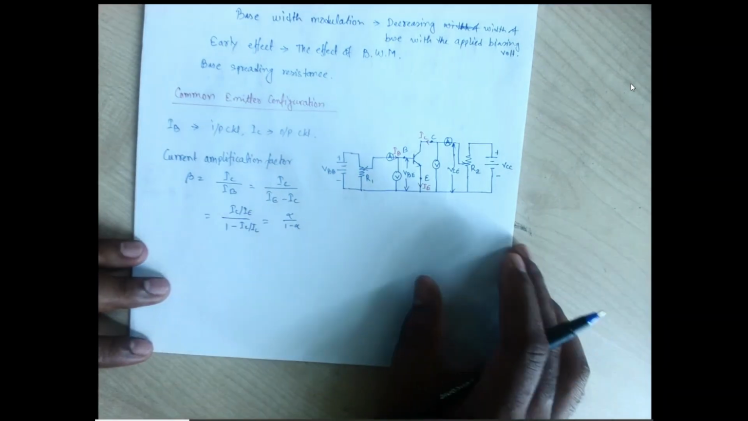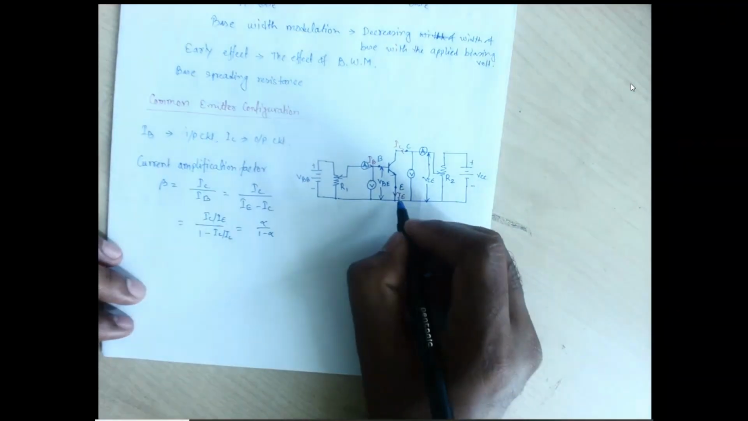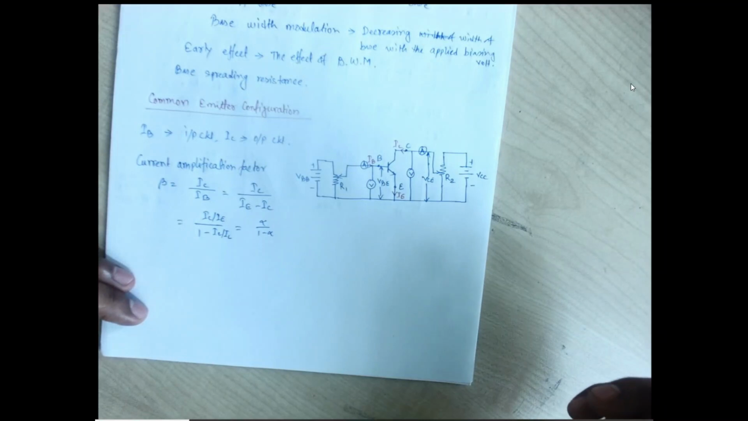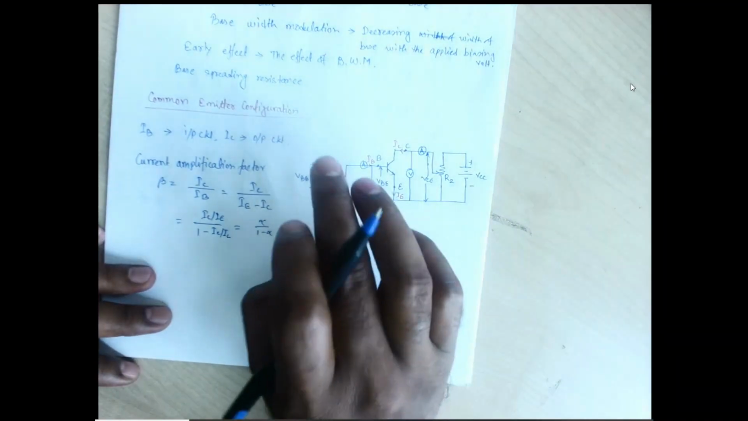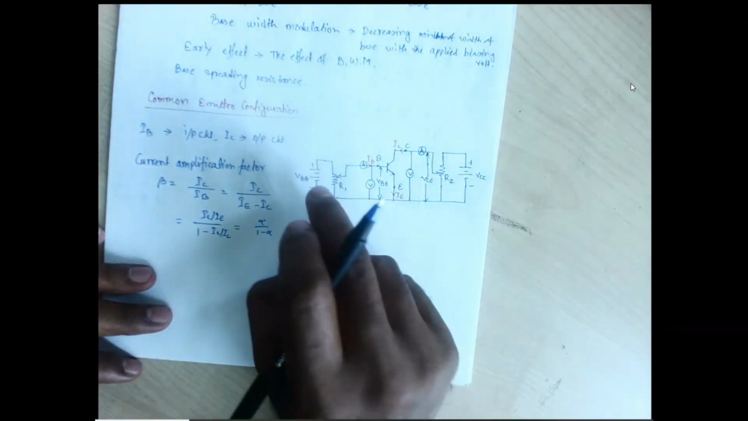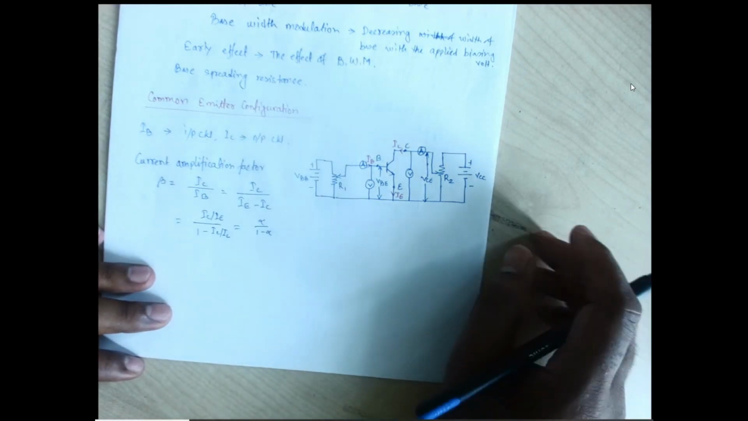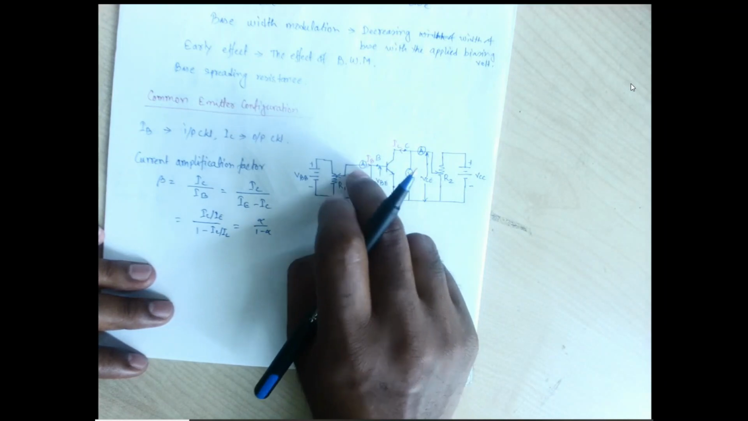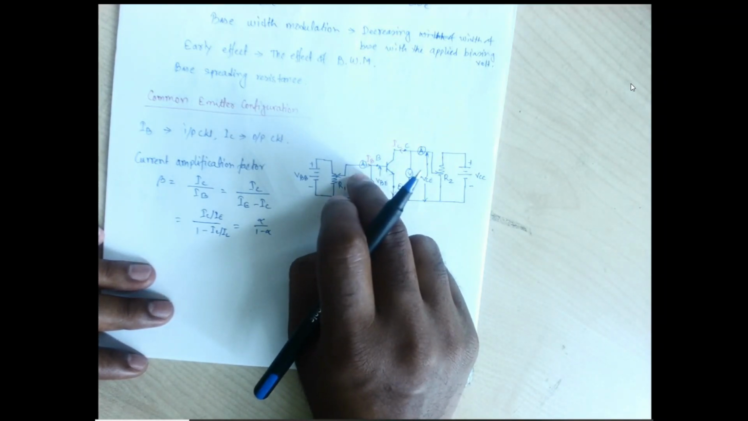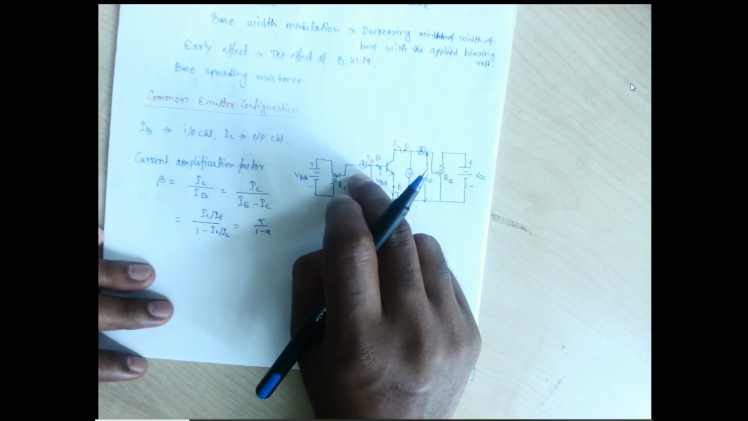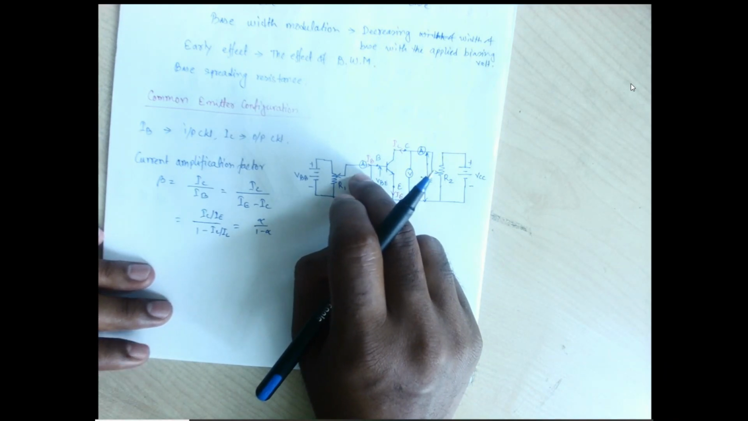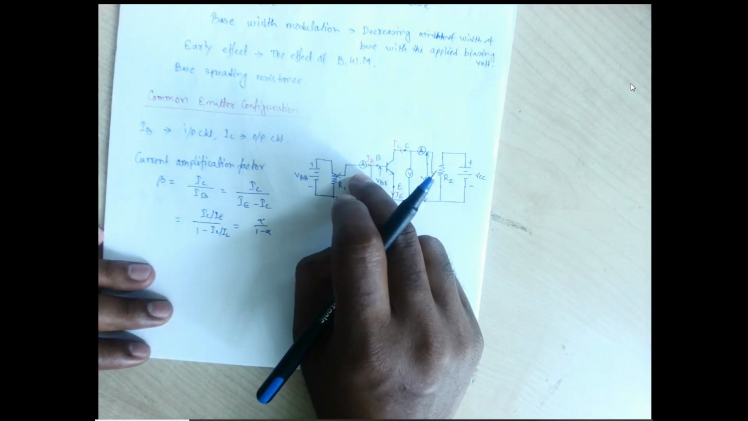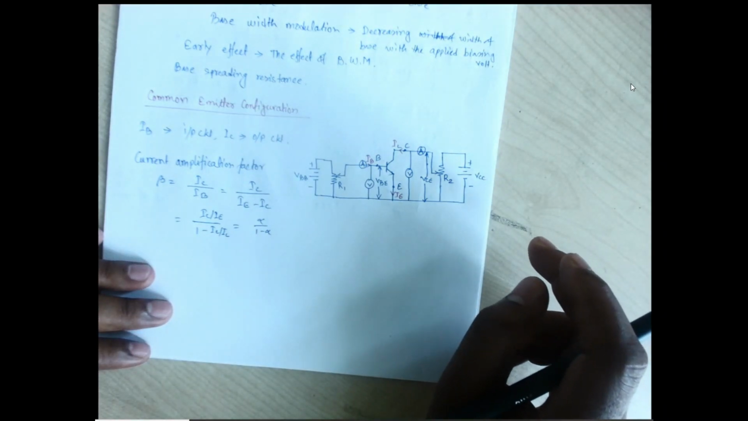Now in the CE configuration, the input current is IB. Now let us consider we disconnect this IB from the input source. So what will happen if IB is 0, that is, this base lead is open. For this case, the collector cutoff current will flow. That is what is known as ICEO, collector to emitter current with base open.